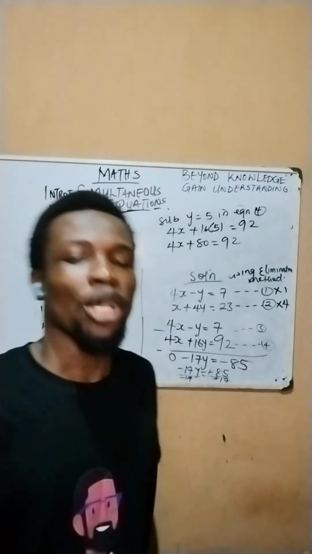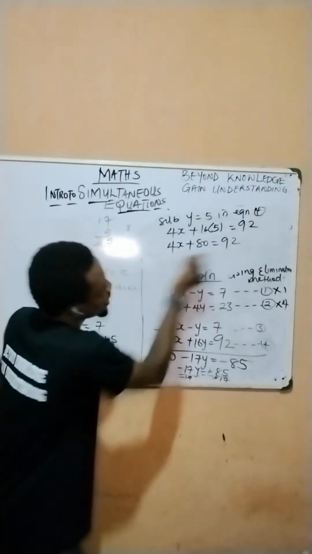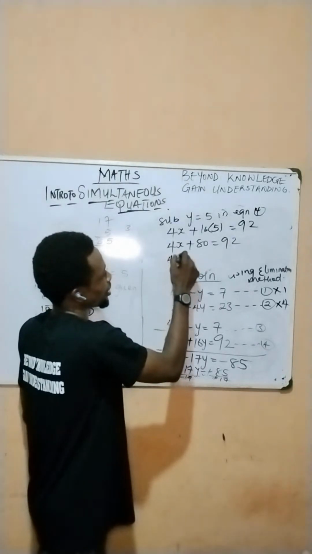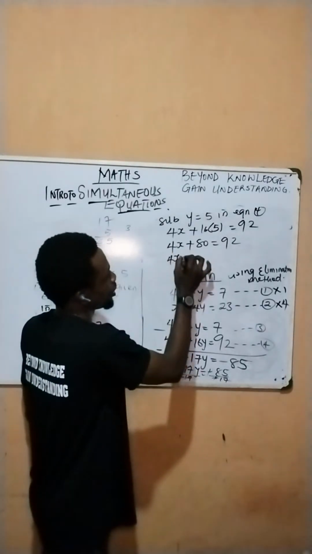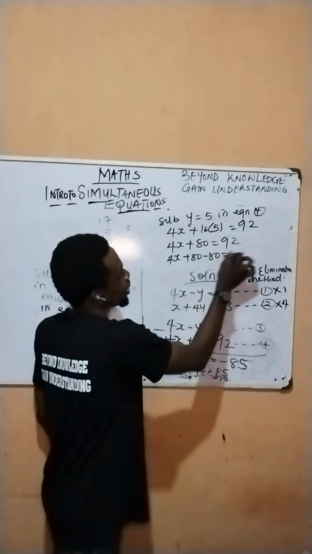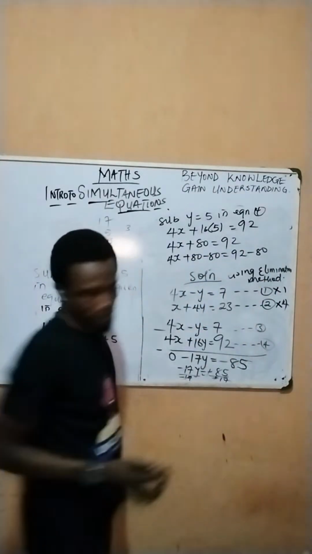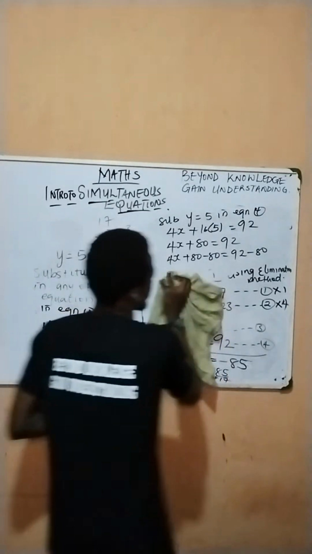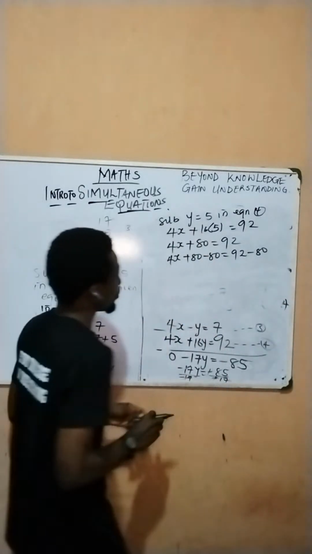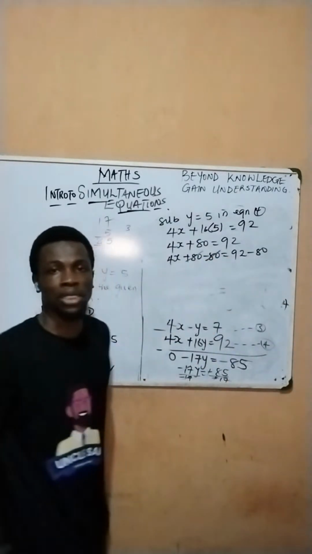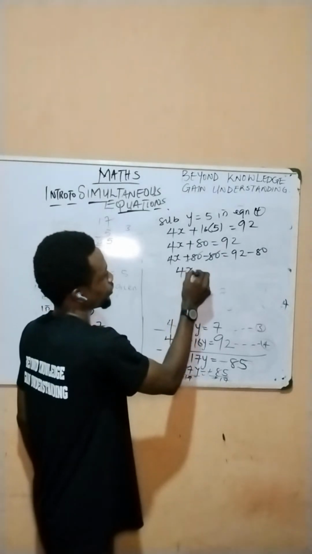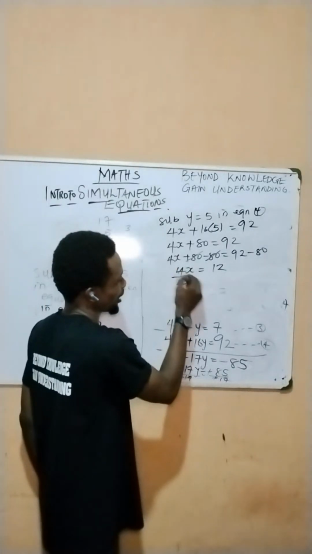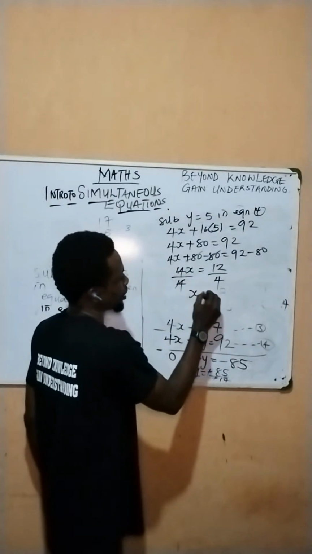And once we've done that, we simply go ahead and subtract 80 from both sides. Our goal is to make x the subject of the formula. So we're doing everything necessary to make sure that x is alone. Plus 80 minus 80 equals to 92 minus 80. And once we've done that, the 80 will cancel out negative 80, and we're just left with 4x equals to 92 minus 80, which is going to give us 12. Are you thinking what I'm thinking? I bet you are.